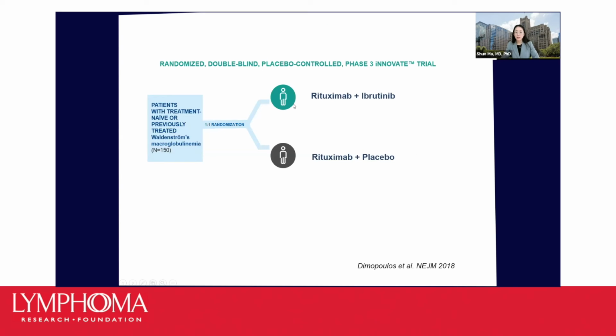So this is the randomized phase 3 study looking at Waldenström patients who have either previously untreated or treated disease, so basically frontline or a subsequent line of therapy. Patients were randomized 1-to-1 to receive either Rituximab plus placebo, so basically Rituximab alone, or Rituximab plus Ibrutinib.